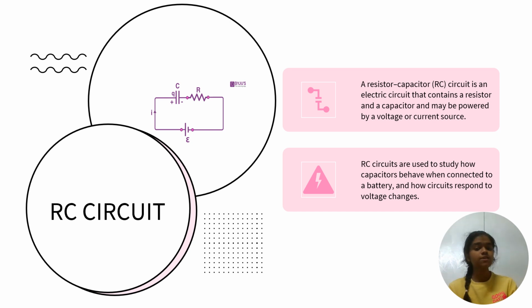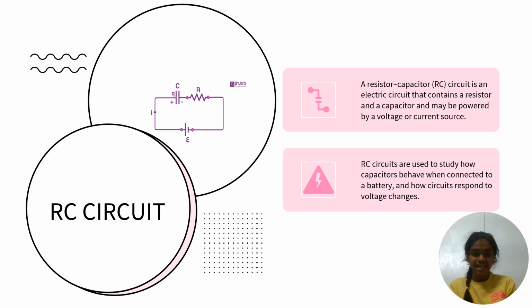Basically, what is a first order RC circuit? An RC circuit is an electric circuit that contains a resistor and a capacitor, which may be powered by a voltage or current source. These RC circuits are used to study how capacitors behave when connected to a battery and how circuits respond to voltage changes. Okay, but why is this circuit known as first order?